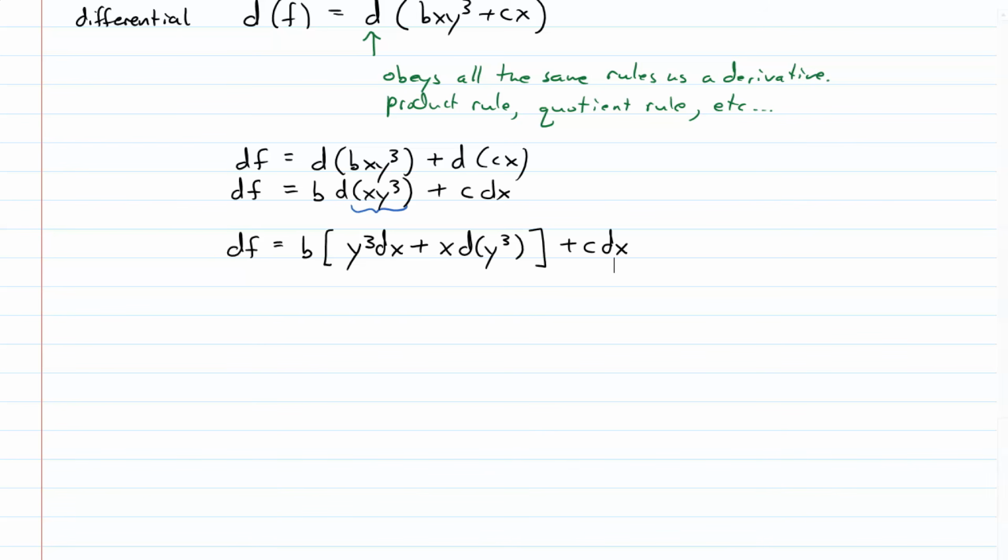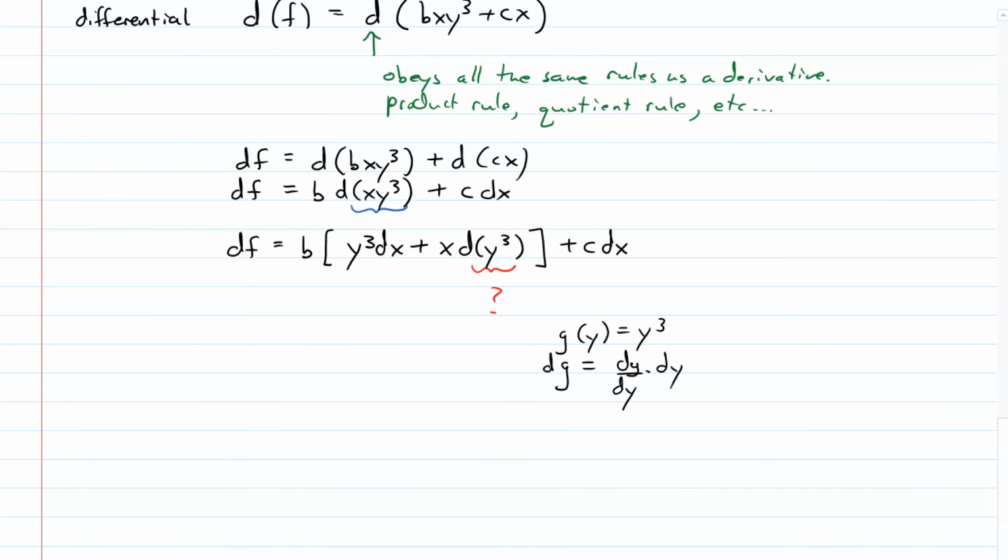Almost done. The last thing I have to handle is d of y cubed. What is that? Well, from what we learned above, y cubed is just dependent on one variable, which is y, right? So I can consider some function, let's call it g of y, equal to y cubed. And we learned before, if we had one variable, dg was dg dy, the derivative, times dy, right?